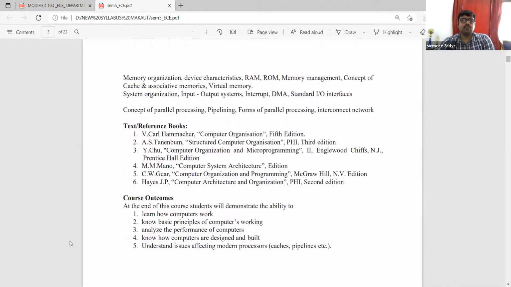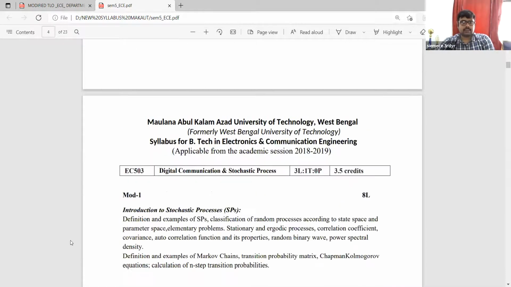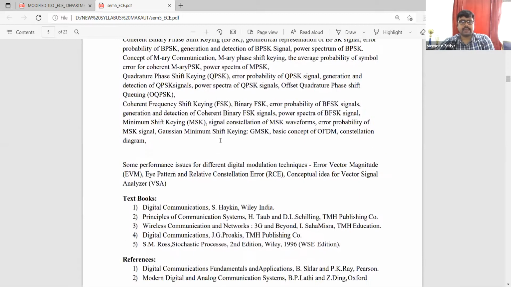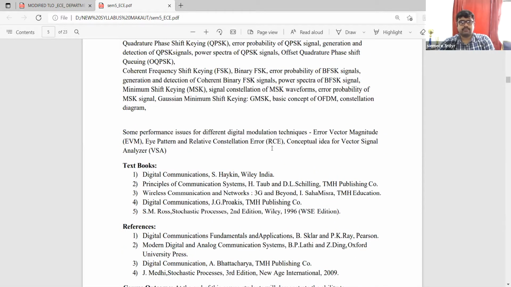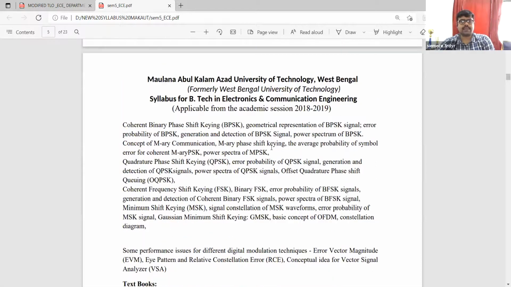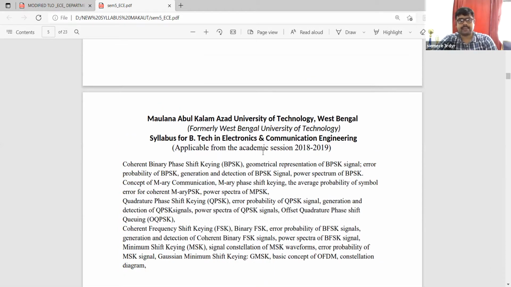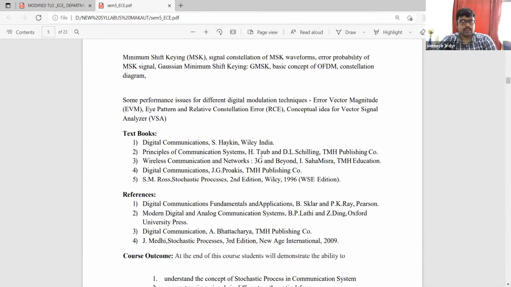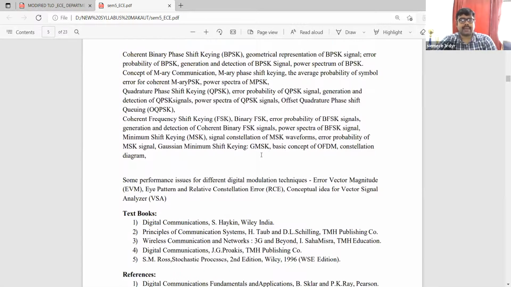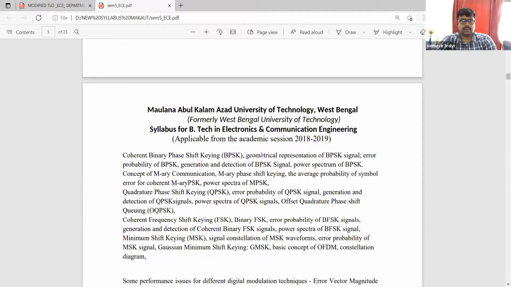And many good books are there for digital communication. Haykin is a very good one, Taub and Schilling is also very good. So again, I will combine the things. I will give some notes as well as combine this material with your textbook. So the textbook will be one reference, and I will circulate some good quality notes with you. So we'll combine the things and try to complete the syllabus.